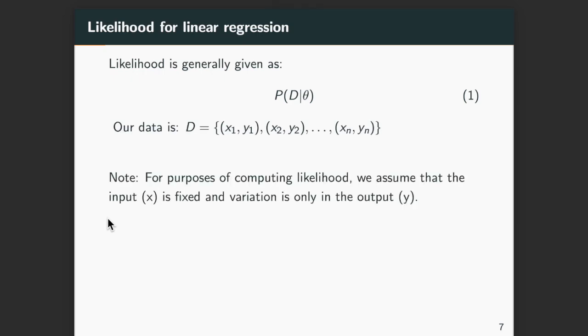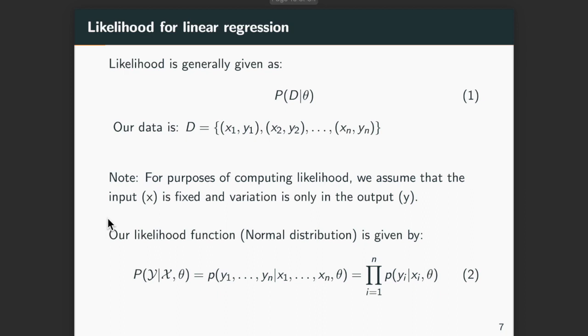And for purposes of computing likelihood, we will assume that x is fixed. Given a certain x, we are trying to compute the probability of observing y. We will not be looking at the variation over x, because x is given to you in the form of your training examples. The quantity which is varying is y. Therefore, we will write this P of D given theta as P of y given x comma theta. So x is considered to be known in this case. Is this clear?